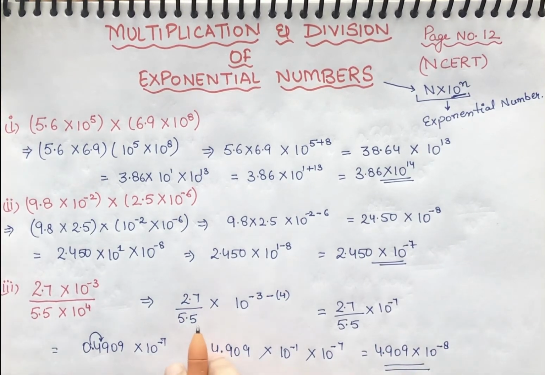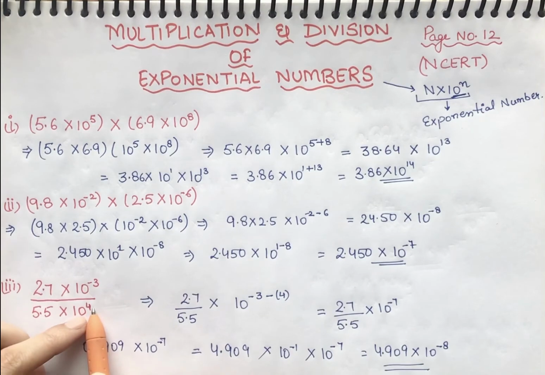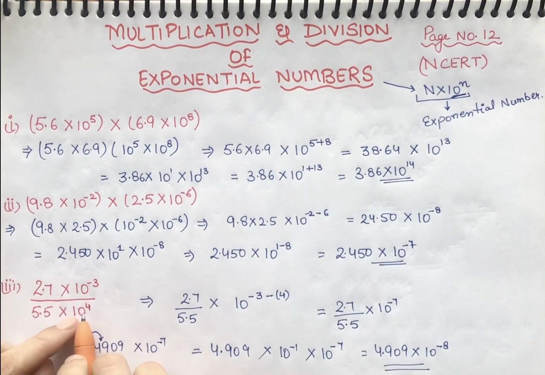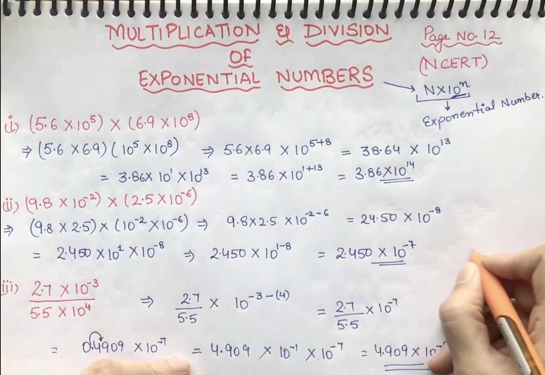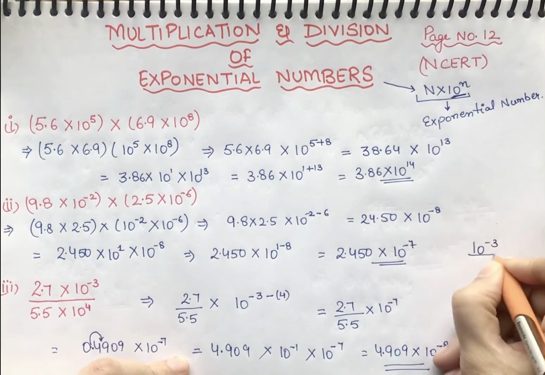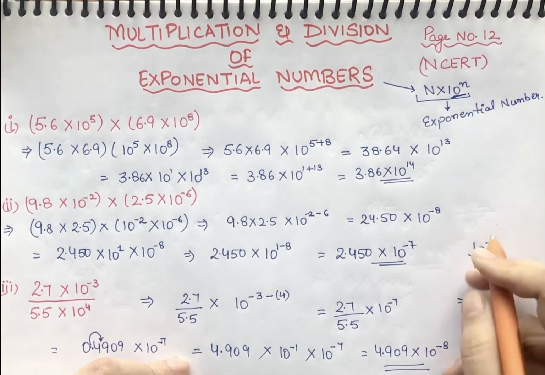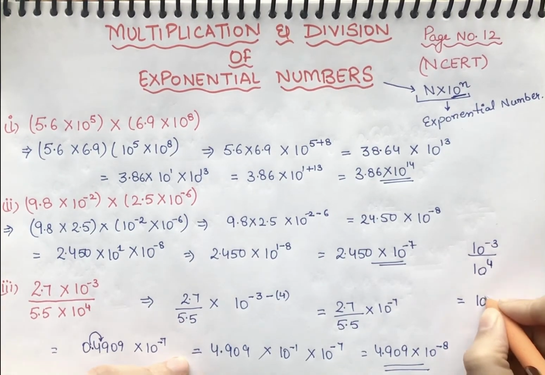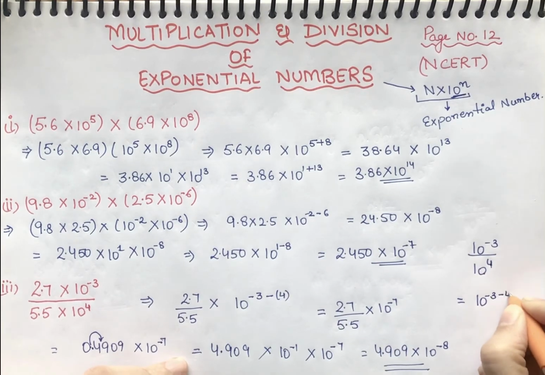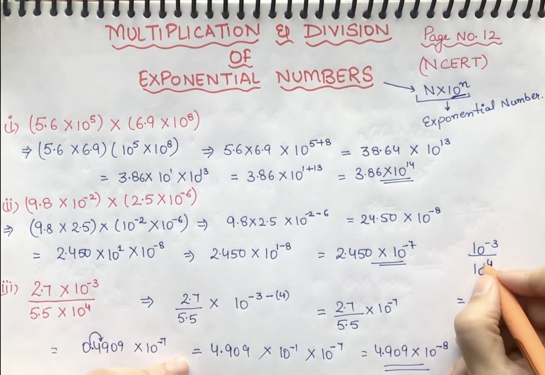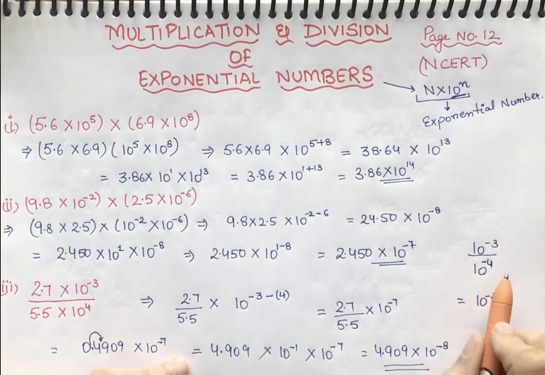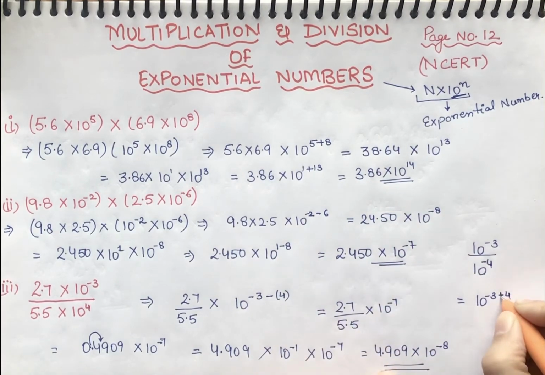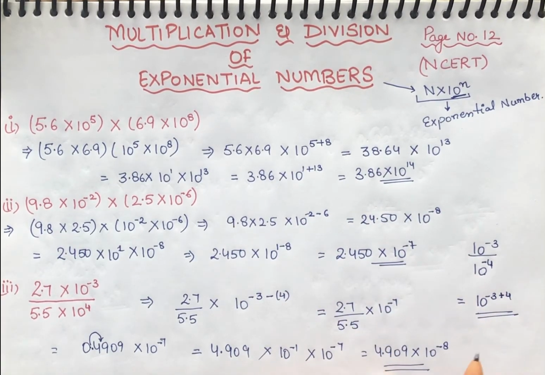Now there is one more thing. If I am having any value in the denominator, and I shift this value to the numerator, it will turn into the opposite sign. So let's write over here, if I'm having 10 raised to power minus 3 divided by 4, it means if I shift this value from denominator to numerator, it will change its sign. So 10 raised to power minus 4 in the denominator, if I take this value in the numerator, it will be plus 4. This is a very basic rule that you should remember.